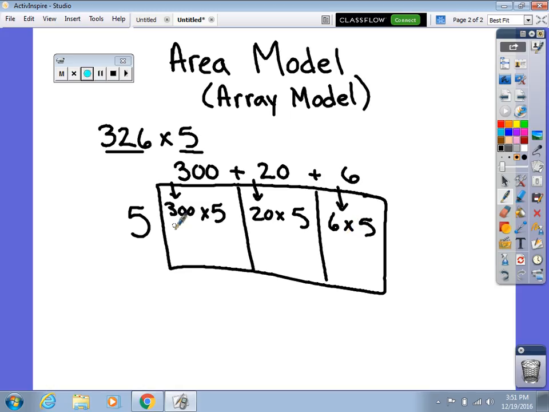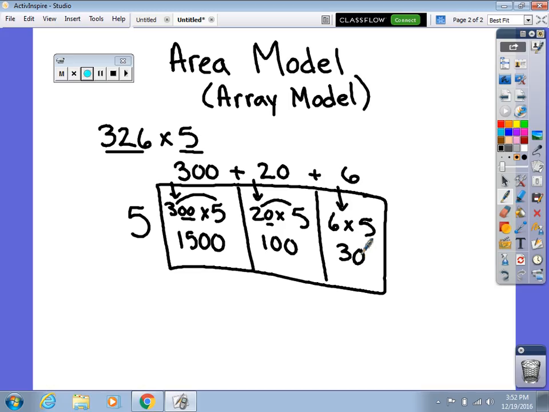So if I do 300 times 5, I know that 3 times 5 is 15. And there's 2 zeros at the end, so I put 2 zeros at the end. So my answer is 1,500. My next one, 2 times 5 is 10. There's 1 zero at the end, so 20 times 5 is 100. And then 6 times 5 is 30.